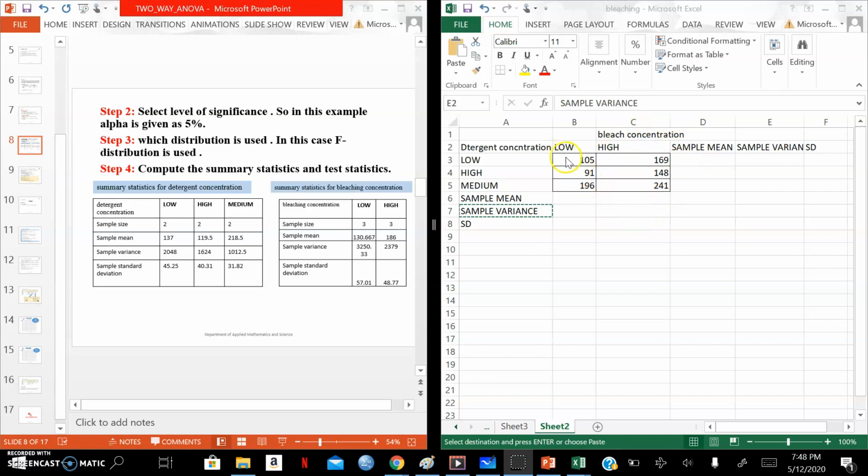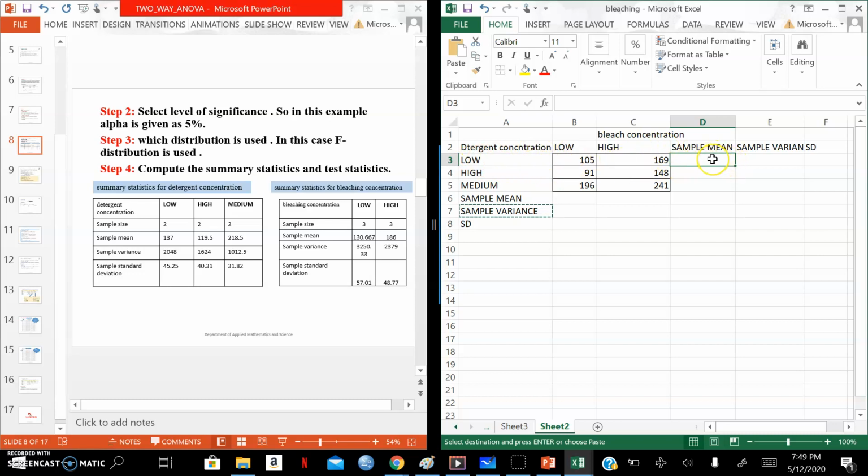So we have two factors. We need to get the sample mean for factor A, the row factor, and the sample mean for the column factor. So in order to know the sample mean for the row factor, which is detergent concentration, we have 3 levels, so we need to compute the sample mean of these 3 levels. So the first level is low.